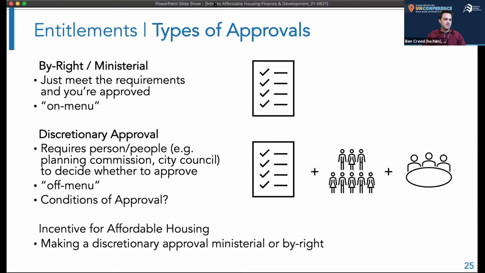And so SB 35 at the state level is an incentive program like this, where if you meet certain affordability requirements in your proposed project, then as long as you meet all of the requirements, your project is approved. In the city of LA, the Transit Oriented Communities Program, TOC, is another example of this. You've got to have certain affordability. The location has to be near transit, but if all of the requirements are met, no one can deny the project.